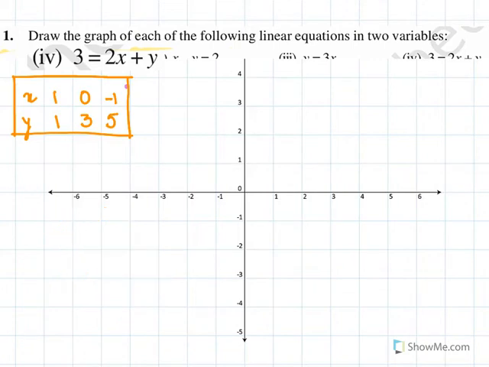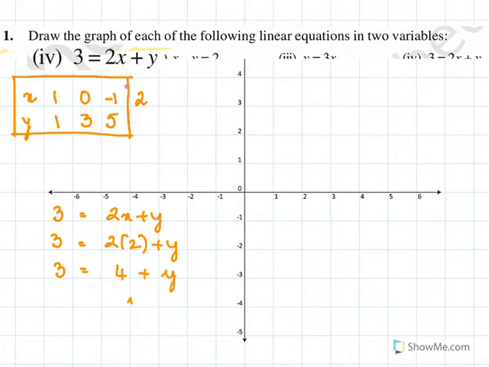And I'll take yet another one. Say I'll take x equal to 2. So 3 equal to 2x plus y. 3 equal to 4 plus y. So y equal to 3 minus 4, which is minus 1 equal to y.